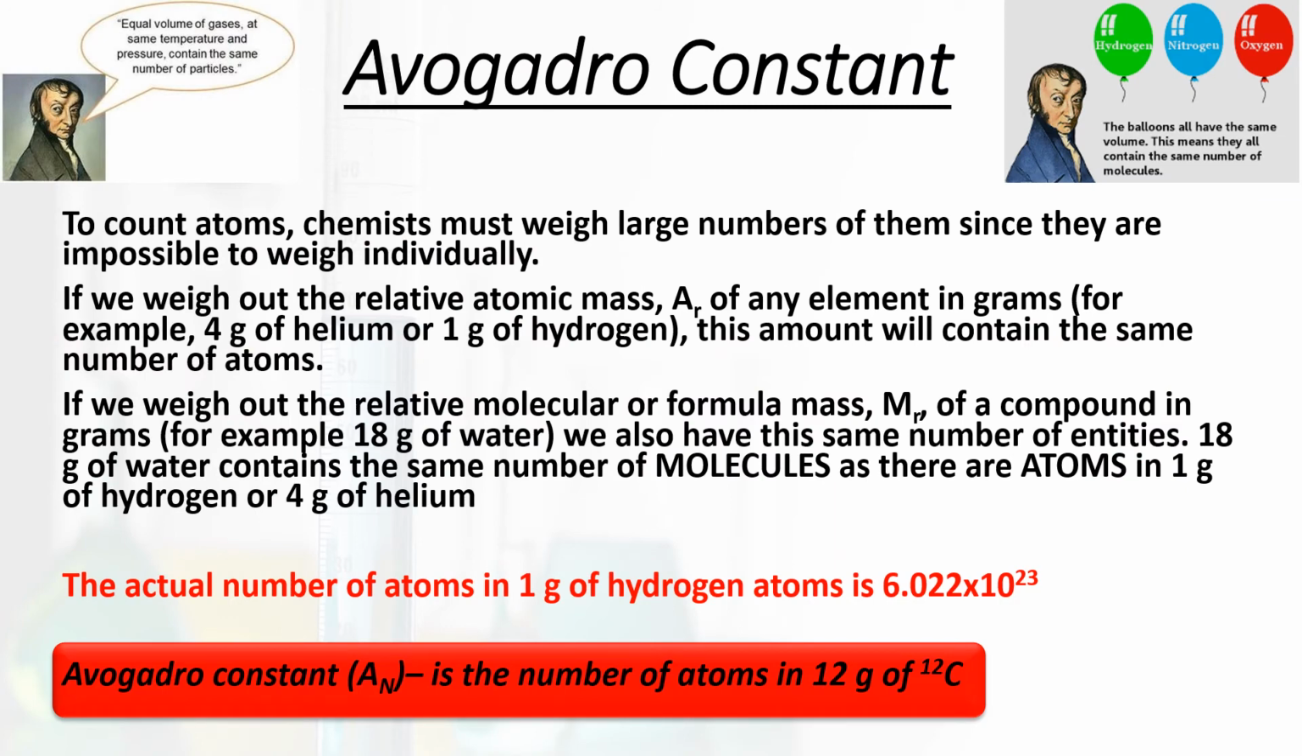So this brings us on to something called the Avogadro constant. Now, to count atoms, because a single atom weighs so little, we have to weigh very, very large numbers of them, because they're impossible to weigh individually.